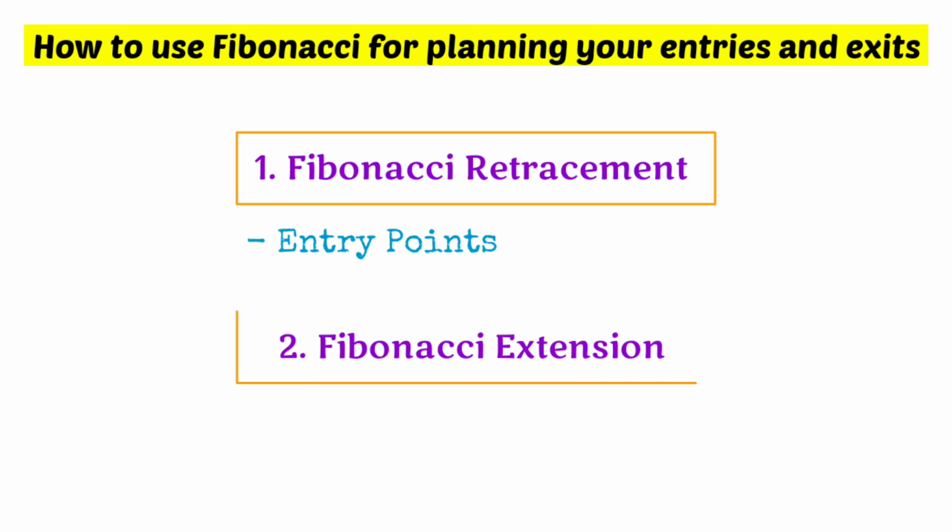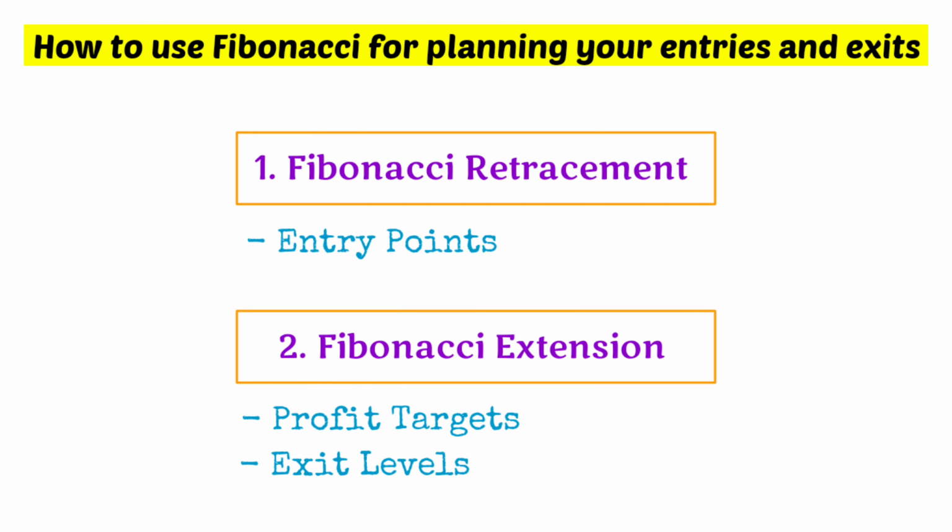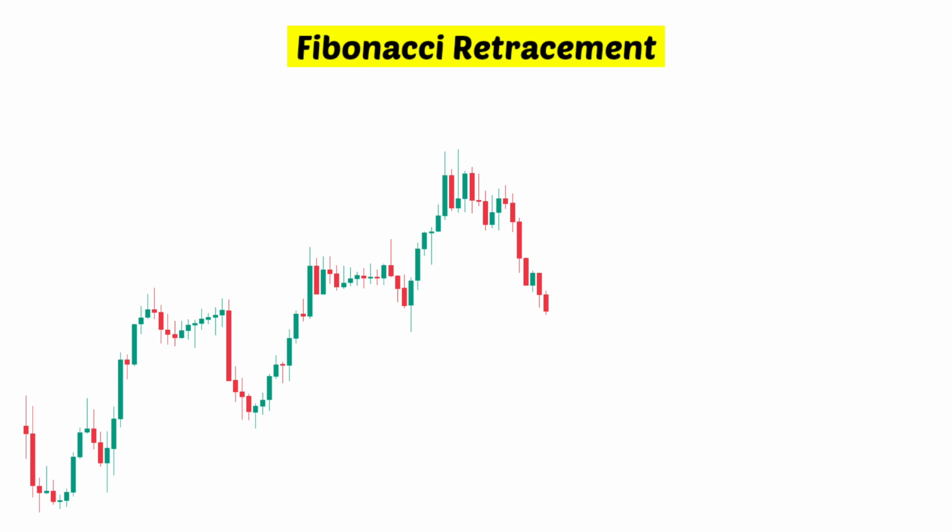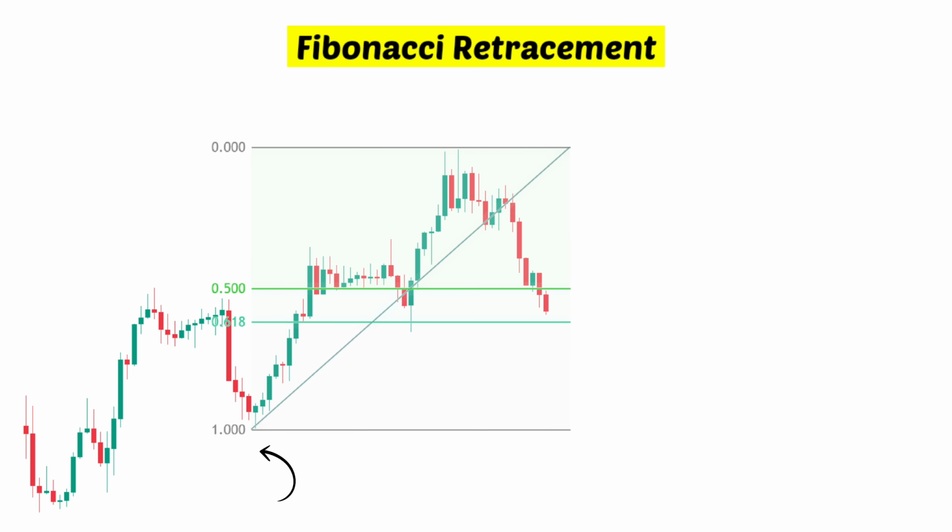The second is Fibonacci extension, which helps us identify possible profit targets and exit levels. Let's start with Fibonacci retracement. In an uptrend, draw Fibonacci so that the 1 level is at the swing low and the 0 level is at the swing high. Between these 2 points, there are 2 very important levels: 0.5 and 0.618.